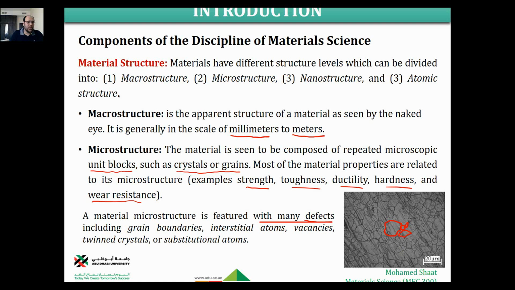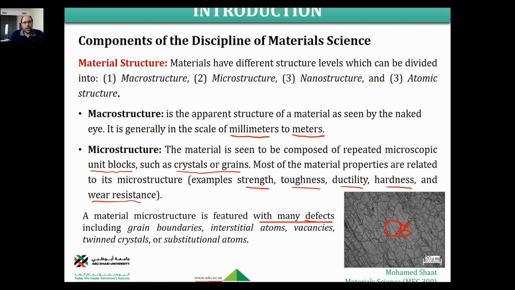This microscopic building unit, like grains, impacts many of the mechanical properties of the material. Most of the mechanical properties of material are related to the microstructure, like strength, toughness, ductility, hardness, and more. And these properties also depend on defects. There is a defect level at the microstructure. These defects like grain boundaries, interstitial atoms, and vacancies impact the material properties. This is also one of the things that we are going to discuss through this course.